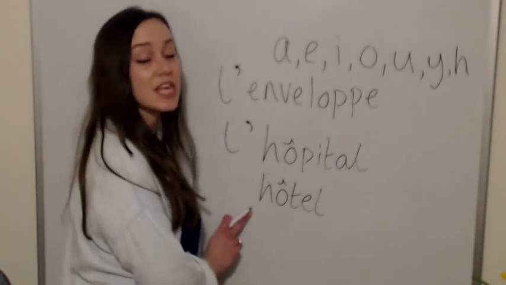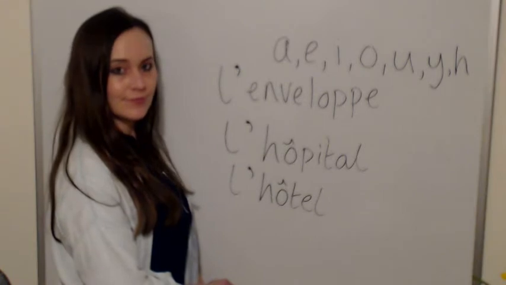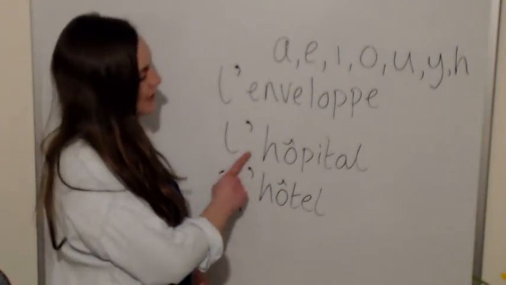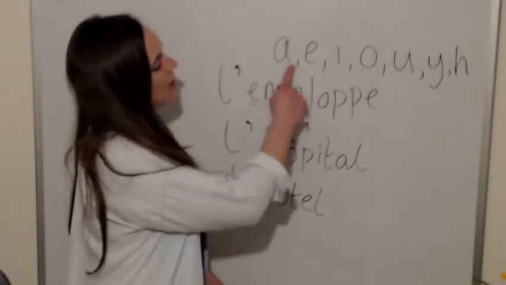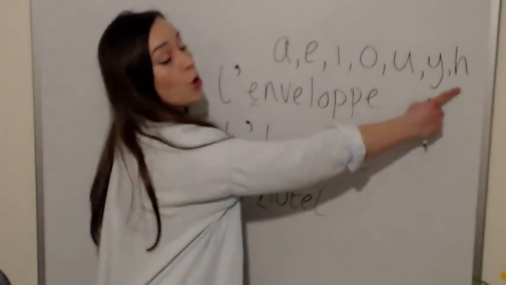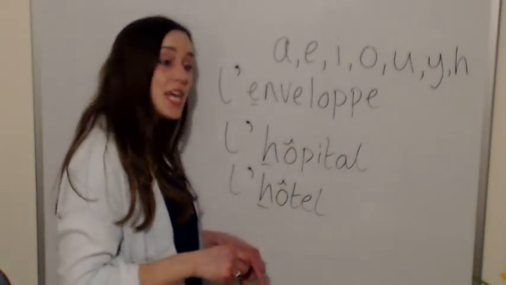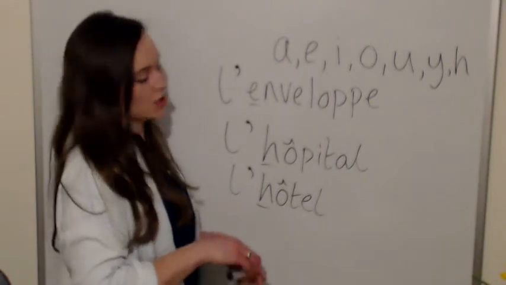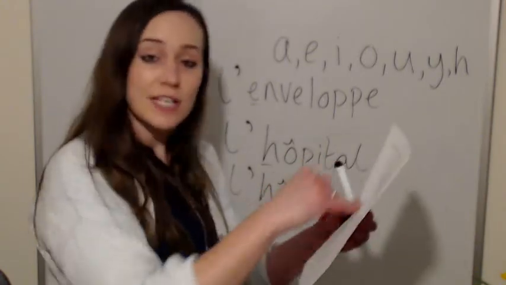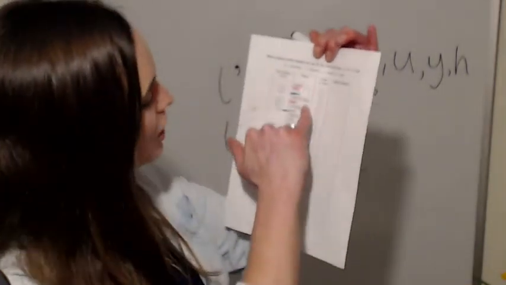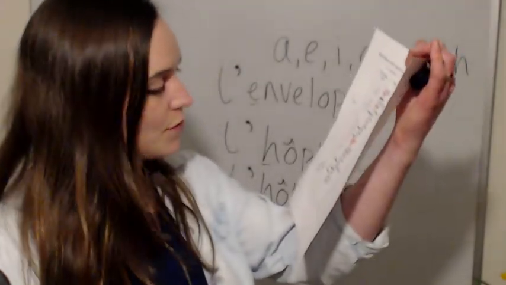So if I want to say the hotel, l'hôtel. L'hôtel, l'hôpital, l'enveloppe. They start with A, E, I, O, U, Y or H. And we just put an L apostrophe in front of them. And it just means the envelope, the hospital, the hotel. Alright, so we filled this table in looking at all the different singular nouns. There were a couple of plural nouns on there.